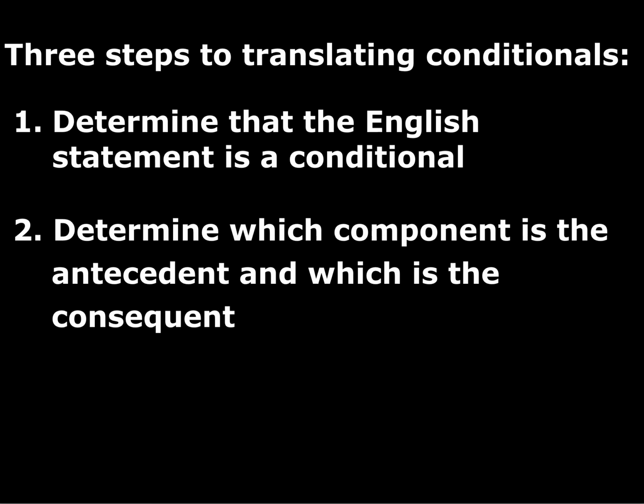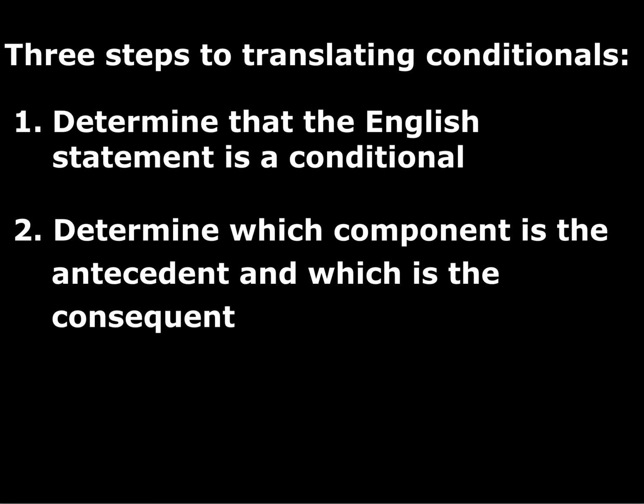Once we've figured out that it's a conditional, we have to determine which component is the antecedent and which one is the consequent. When I said the antecedent's always on the left and the consequent is always on the right, that's in the formal notation. We always put the antecedent on the left and the consequent on the right. In English, that's not the case, and that's what makes conditionals difficult: English sometimes has the antecedent first and sometimes has it last. We'll see what that means shortly.